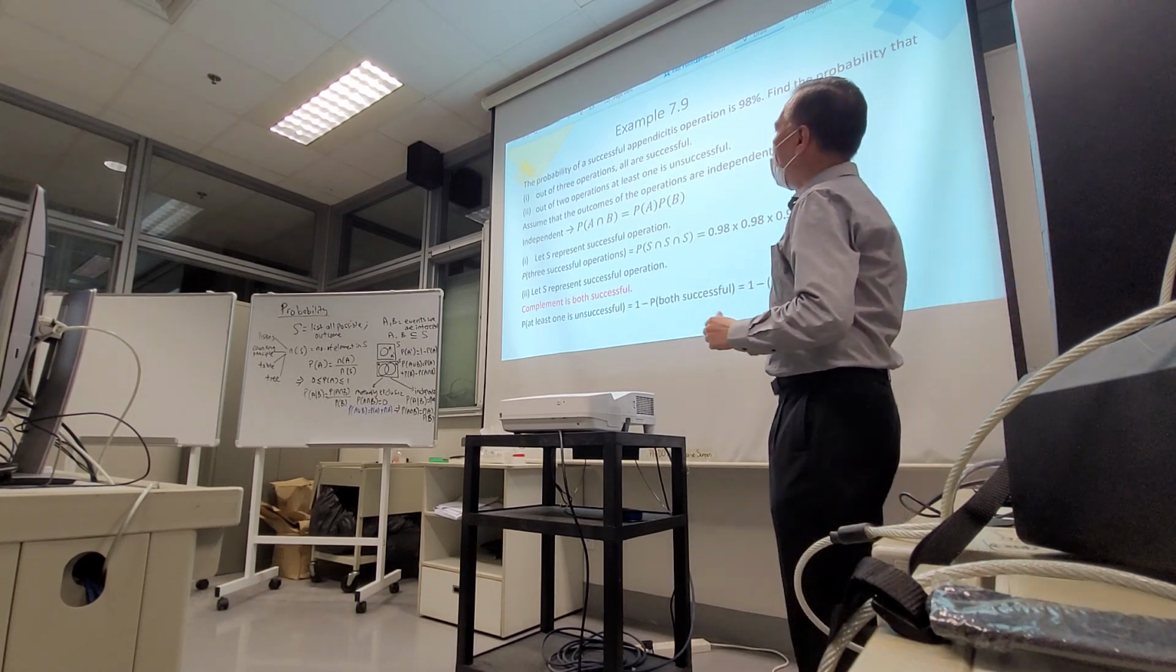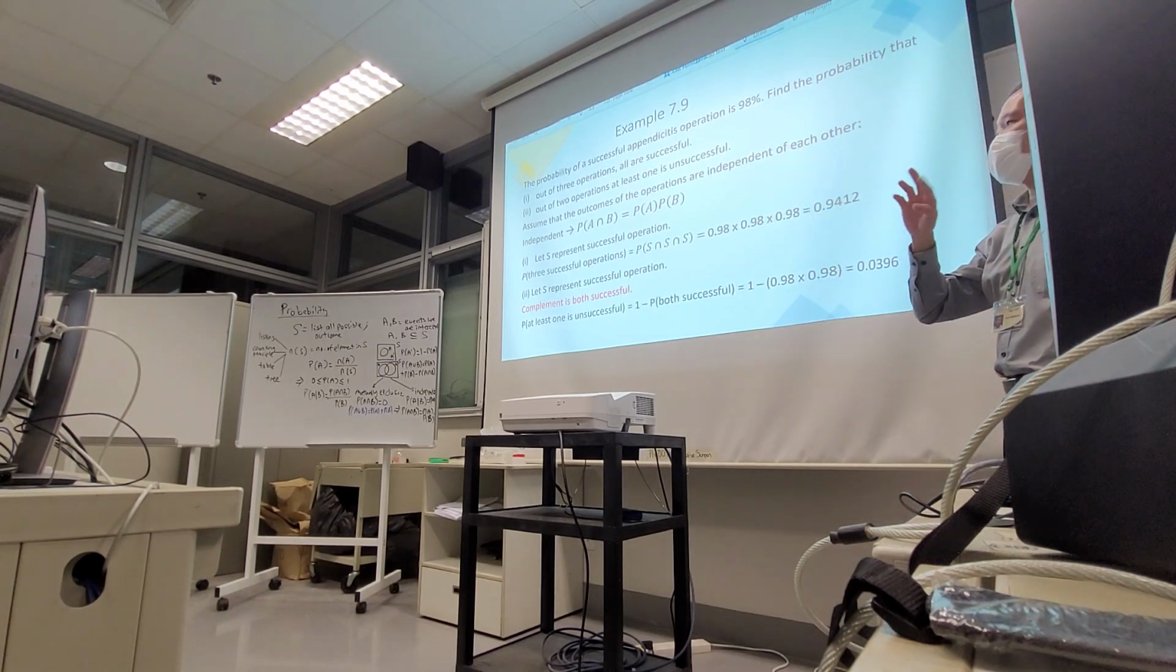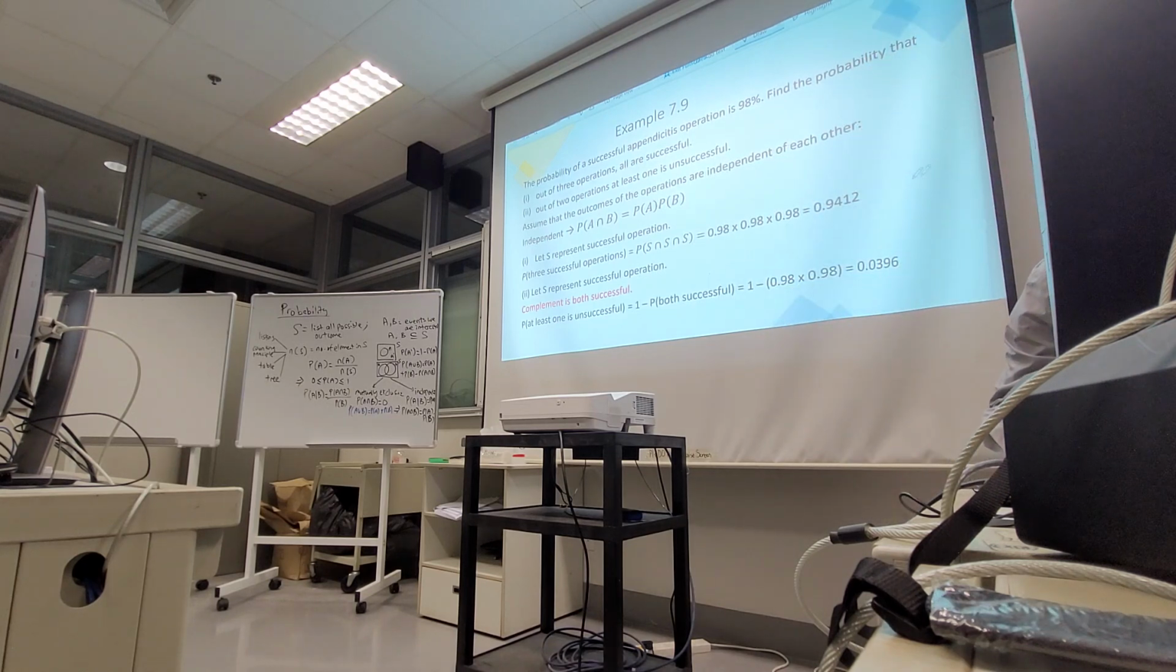Okay, now, what happened is that I define my S to represent a successful operation. So what is the probability over here? This is my probability of S. Take note, this S is no longer your universal set. Let me not use S, but since the notes use S, let me call it A. So the probability of A means what? A means the successful operation.